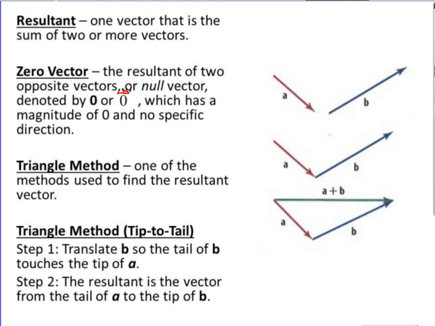Now one way to find a resultant vector is to use the triangle method. To do this, you're going to take vector B and you're going to translate it so that the tail of B starts at the tip of A. So we shift it over so that B starts where A ends. Then to draw your resultant, you just start from the beginning of A and draw it to the end of B, and that would be your resultant vector.